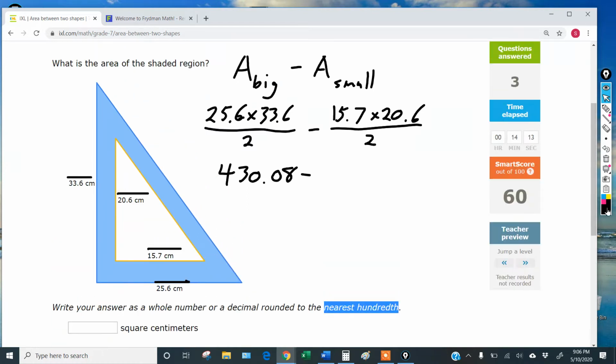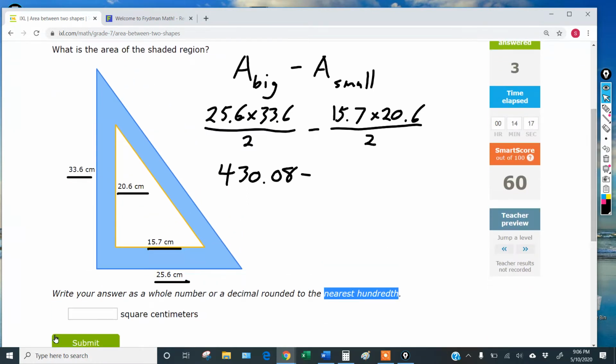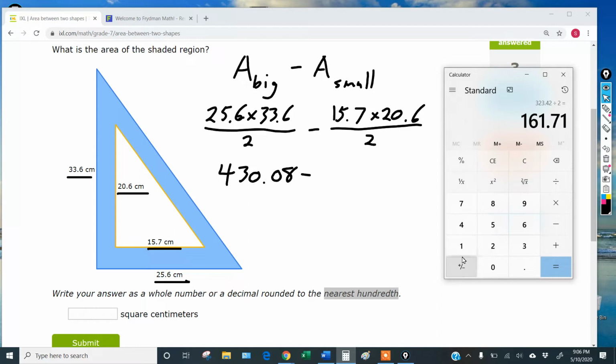Okay, so this problem is actually, yeah, I should have realized that. I feel kind of silly now. I should have realized that from the beginning. This question does not require me to do any rounding. Because if we do 430.08 minus 161.71, this only goes up to the hundredths place anyway. So IXL is telling you to round to the nearest hundredth, but there's nothing to do here because, again, the hundredths place is just 2 decimal places after the decimal point. So this is only going up to the hundredths place anyway.